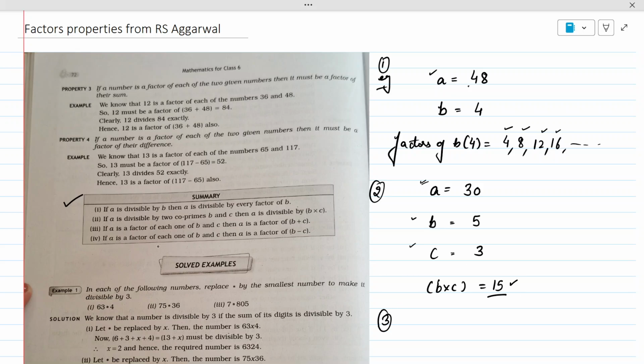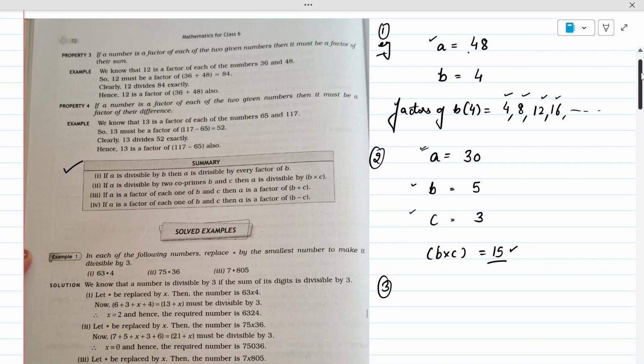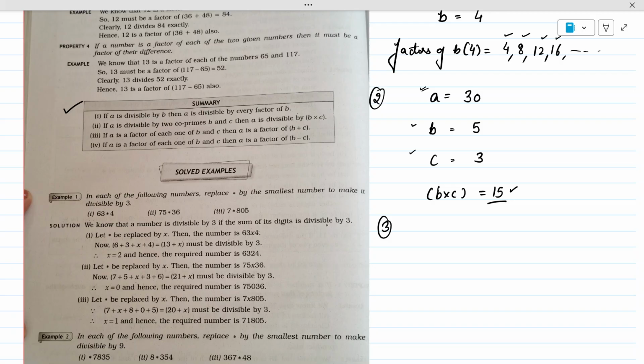Next, if A is a factor of each one of B and C. Here it is saying that A is a factor of each one of B and C. So first I am taking B and C, two numbers, and A will be a factor of both of those numbers. I am taking B as 8 and C as 12, and A should be a factor of both of them, so I am taking A as 4 here. I hope you have understood what I have done here: I have taken two numbers B and C, and A is a factor of both of these two numbers.